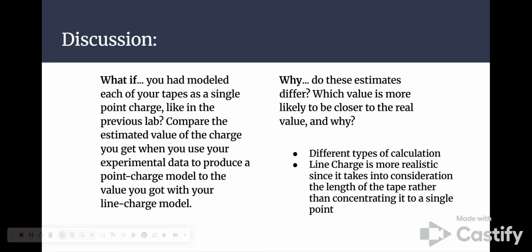Why do these estimates differ? Which value is more likely to be closer to the real value and why? Well, they differ because there were different types of calculation. The first one is pure algebra and vector analysis. The second one is a form of integration, which precisely adds up each differential section of charge. The line charge is more realistic since it takes into consideration the length of the tape rather than concentrating it to a single point.